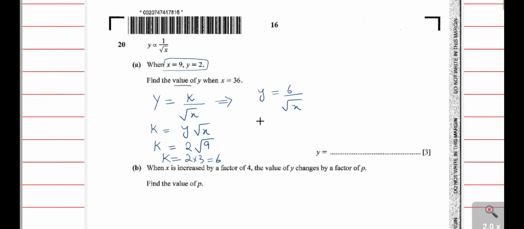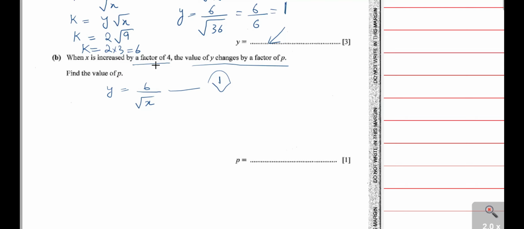Now to calculate the value of y when x equals 36, we substitute this value 36 in this equation. We get y equals 6 over square root of 36, and the square root of 36 is 6, so 6 over 6 equals 1. This is the answer.